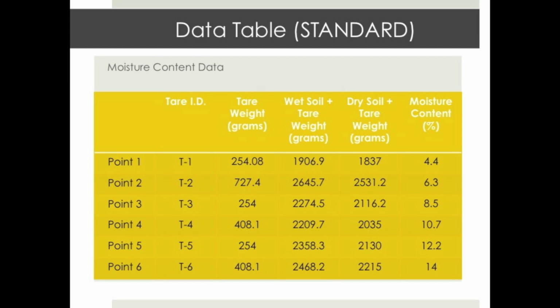Next column we have our tare ID, tare weight, then wet soil plus tare, dry soil plus tare, and finally calculated moisture content. This sheet pertains only to the moisture content portion of the test. The next slide will display wet density and dry density data.